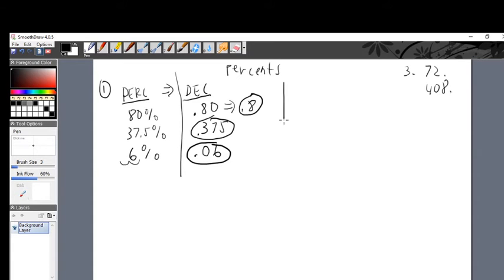Okay, there's problem number one. Let's go to problem number two and let's go in the opposite direction. What if I give you a bunch of decimals and I ask you to change them into percent? We need to know how to do that too.